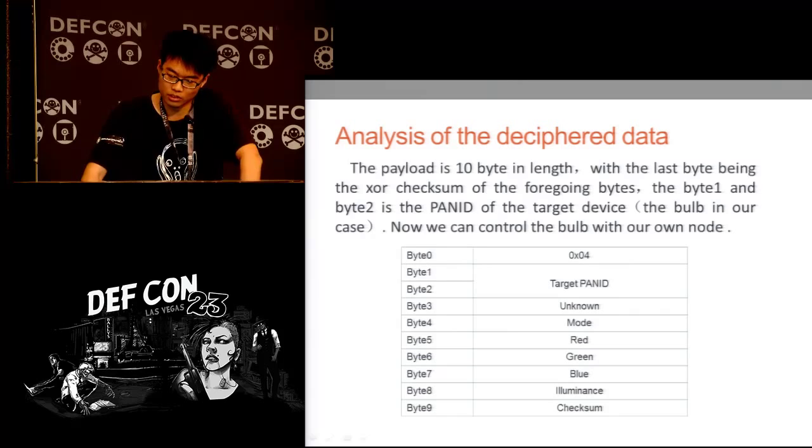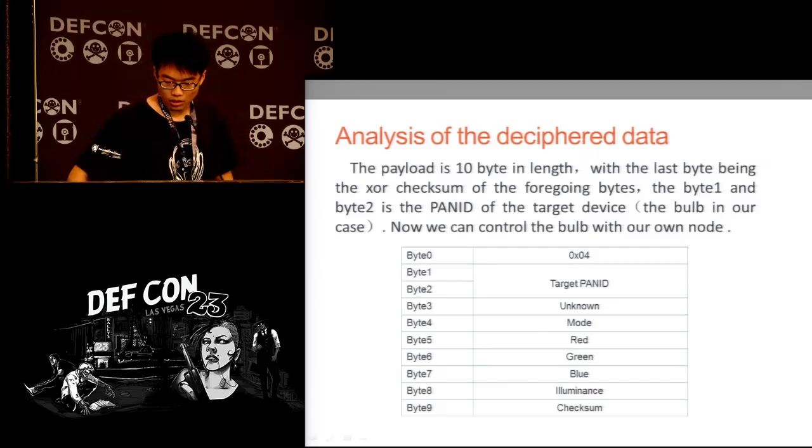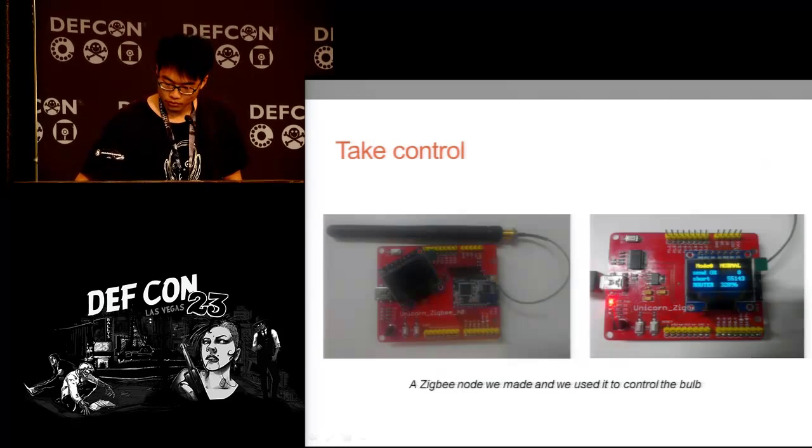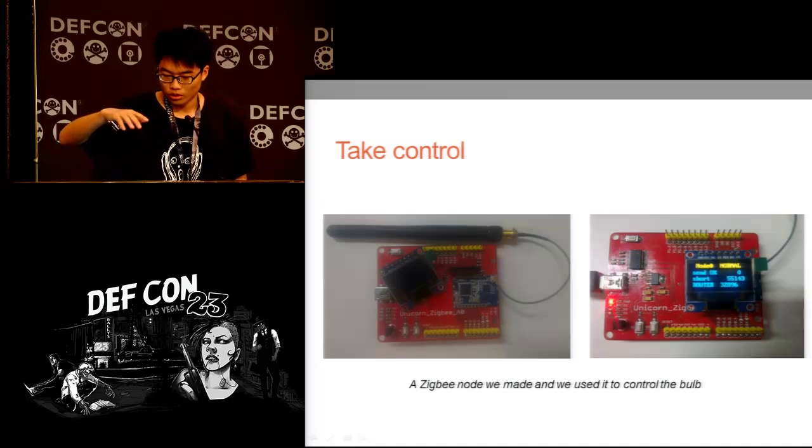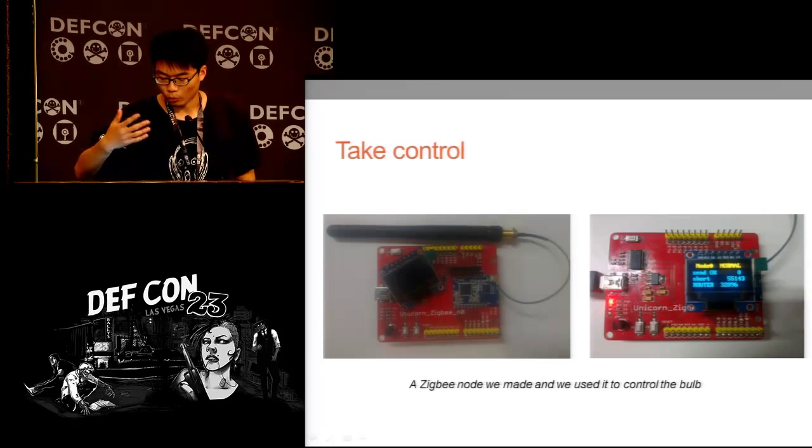The payload is 10 bytes in length, with the last byte being the XOR checksum of the foregoing bytes. Byte 1 and byte 2 are the payload for the target device, which in our case is a bulb. So we can control this bulb from our own node. This is the device that we use; it is actually built by ourselves. We used Eagle software to draw it, and we just printed it out.